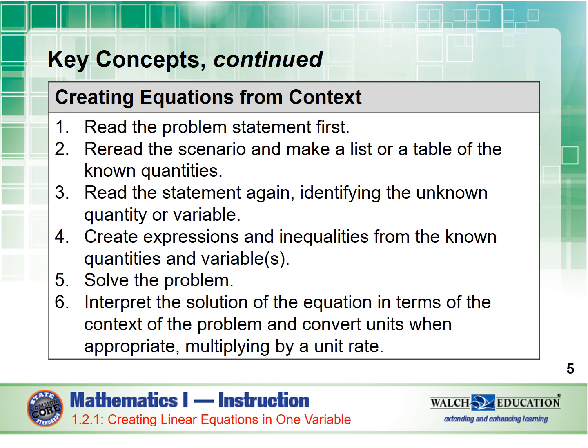Once you read it, you're going to read it again and make a list or a table of what you know. Then you're going to read it again and identify the unknown quantity or variable. So 1, 2, 3 times you're reading it. Then you can create expressions and inequalities from the known quantities and variables. Once you create your expression, you can start to solve. And then once you solve, you interpret. What does it mean? What does this number that I just solved for mean?